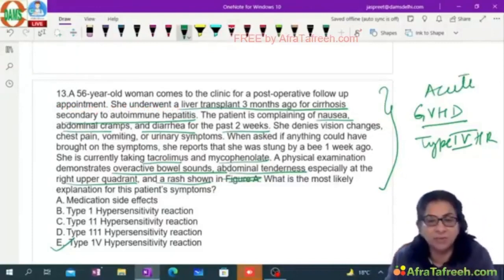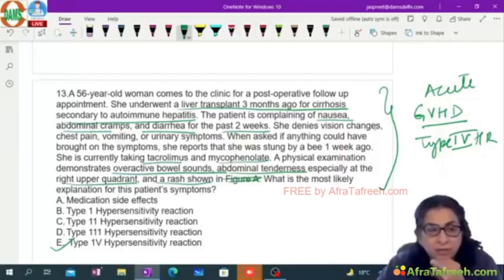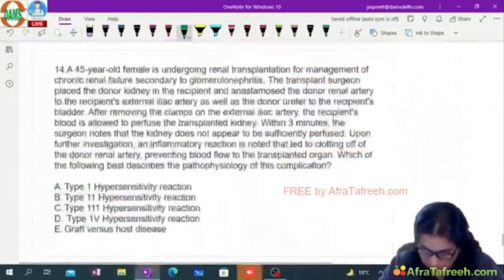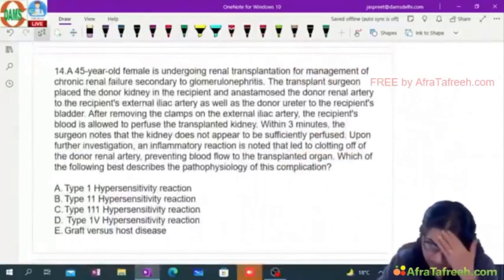So 3 months back she had a liver transplant. So this is GVHD which the patient has developed. So the answer is E. Okay, then let us look at the next.